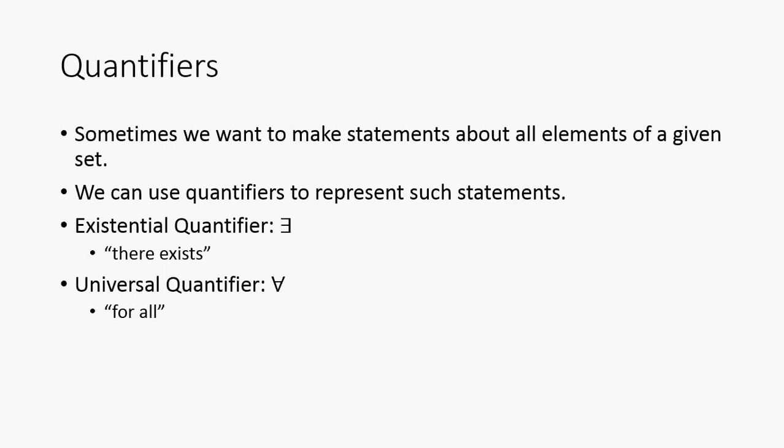Sometimes we want to make statements about all elements of a given set. We can use quantifiers to represent such statements. So the existential quantifier is this backwards E, and we typically say that this is equivalent to there exists. And similarly, there's a universal quantifier, which is just an upside down A, and that's typically read as for all, or also like for any. That also works too. So those are our quantifiers.